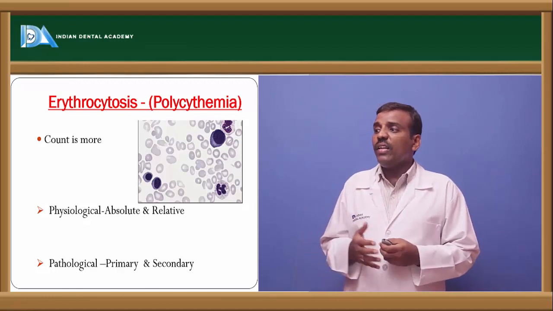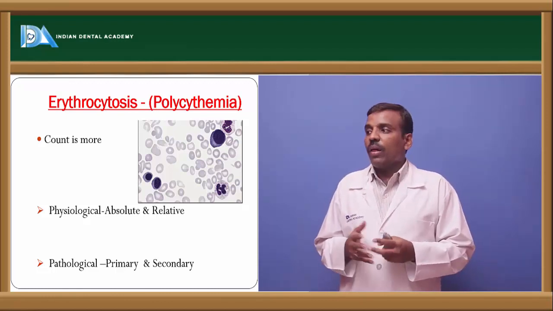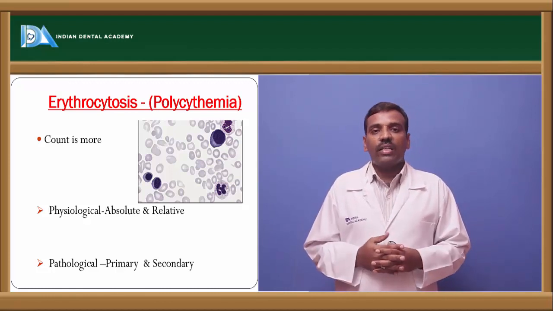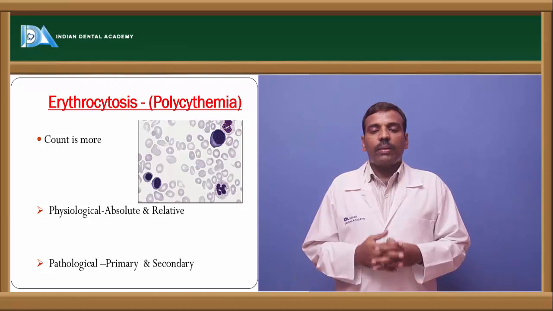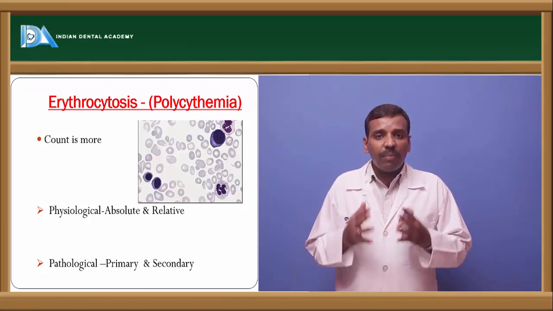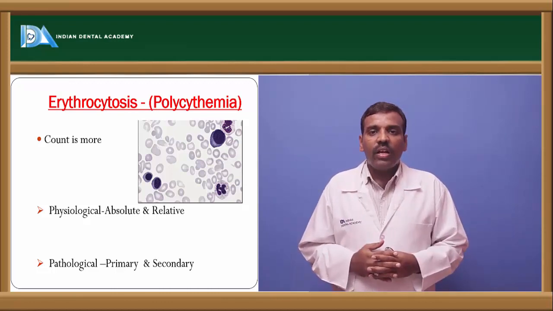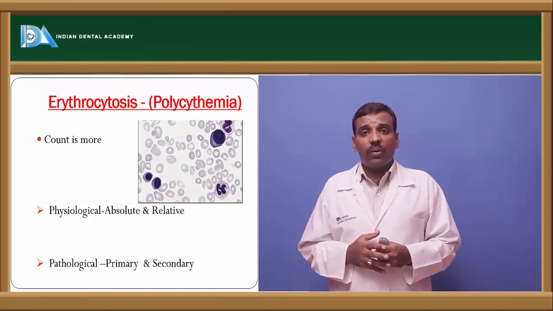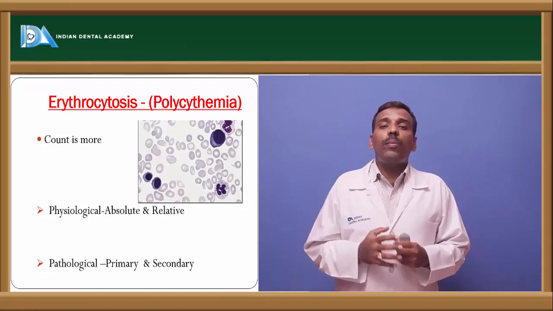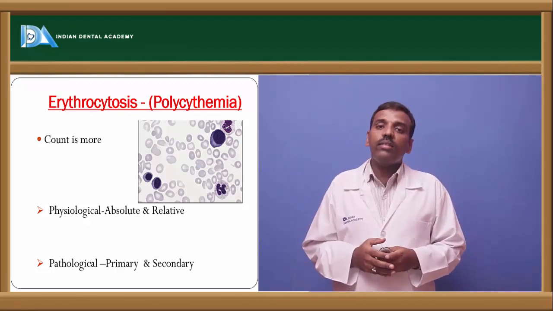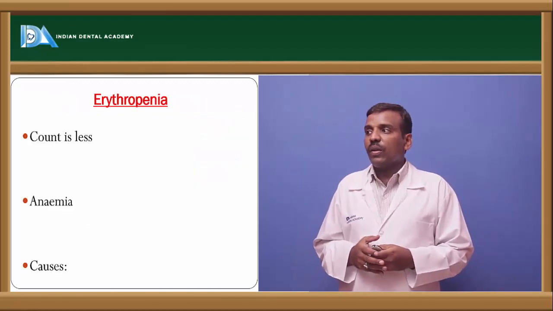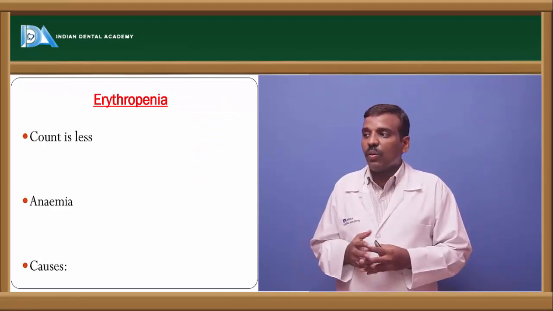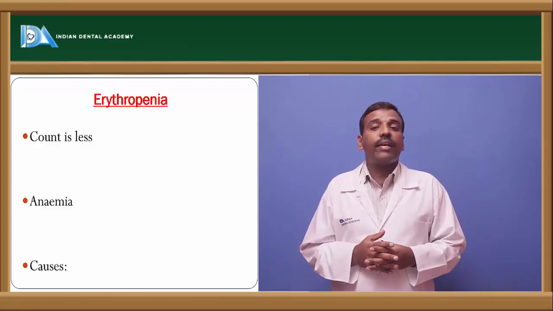And next, if you see the pathological conditions, there are two types of polycythemia: primary polycythemia and secondary polycythemia. Primary polycythemia is where only the RBC count is increased, whereas in secondary polycythemia, along with the RBC count, hemoglobin is also increased. And next one is erythropenia, in the sense the RBC count is decreased. This is mainly seen in case of anemia.